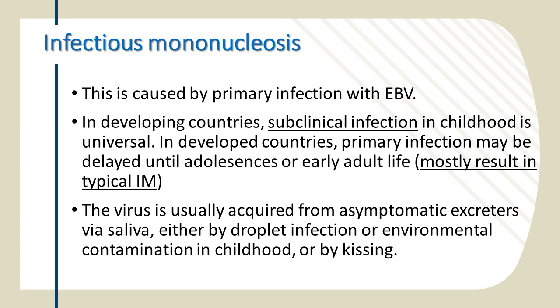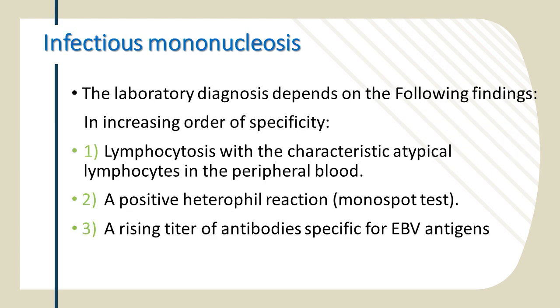In developing countries, subclinical infection in childhood is universal. In developed countries, primary infection may be delayed until adolescence or early adult life, mostly resulting in typical infectious mononucleosis. The virus is usually acquired from asymptomatic excretors via saliva, either by droplet infection or environmental contamination in childhood or by kissing.